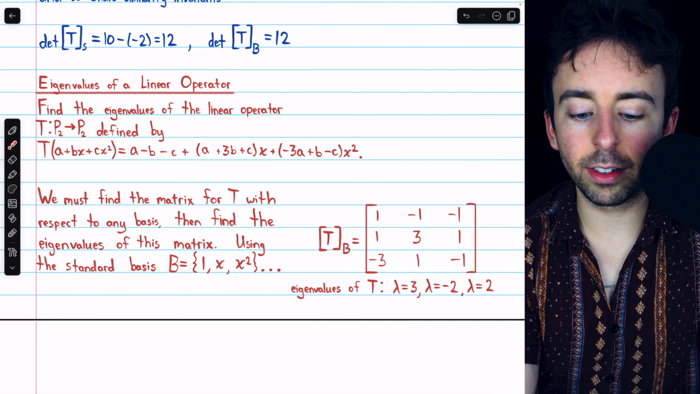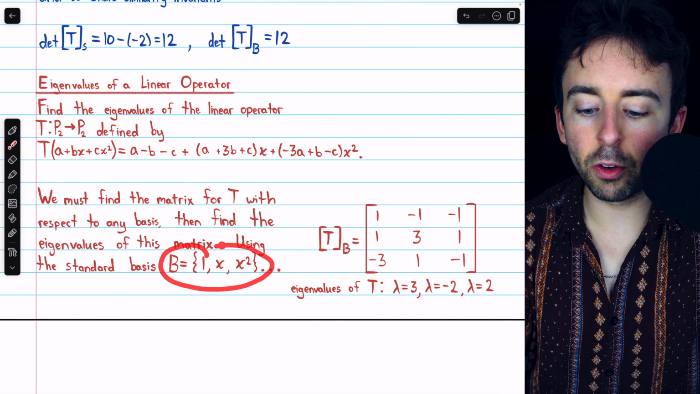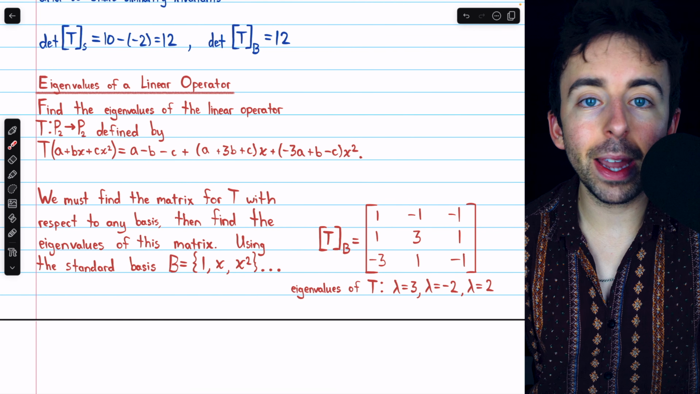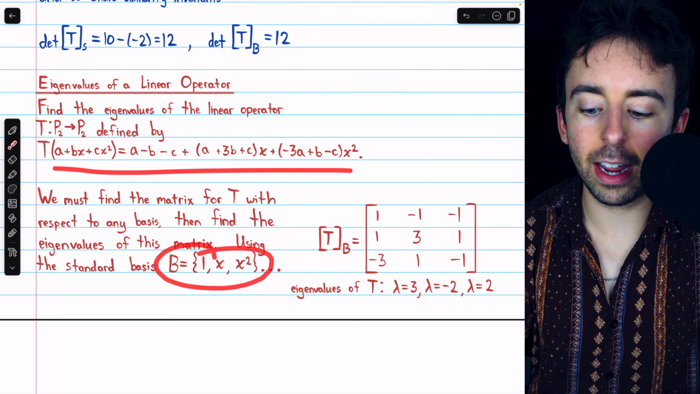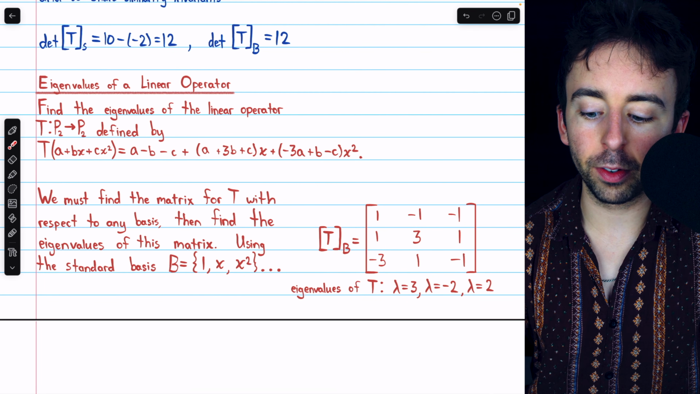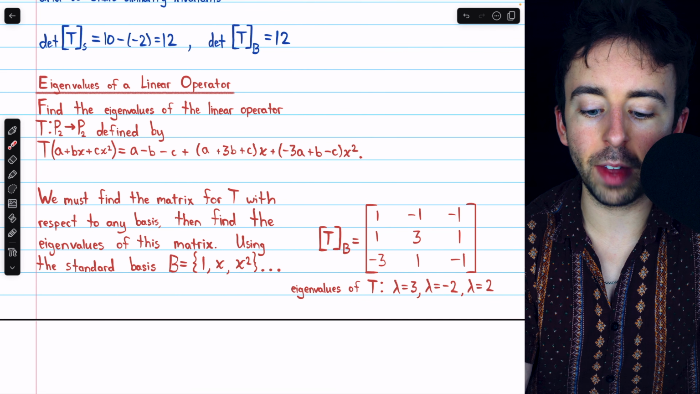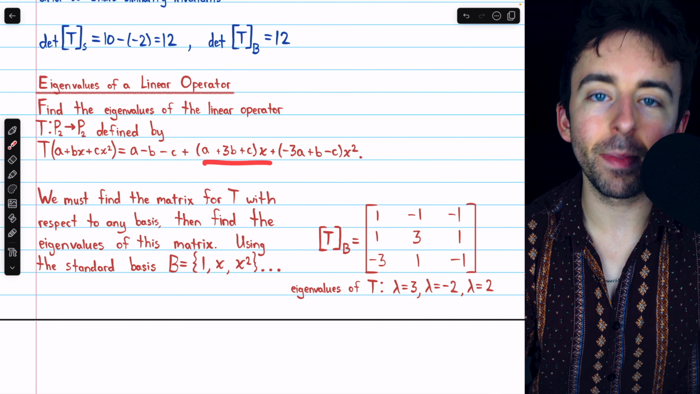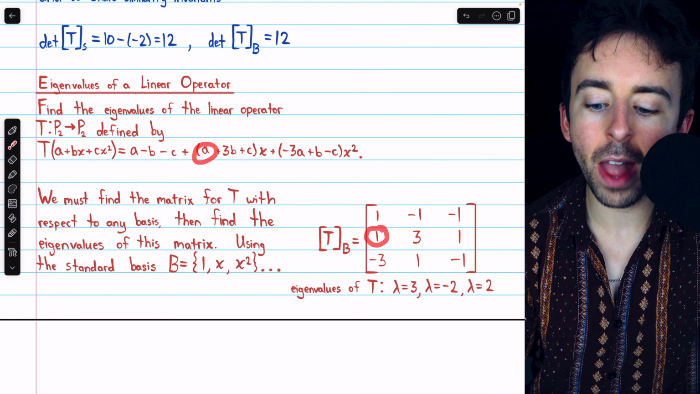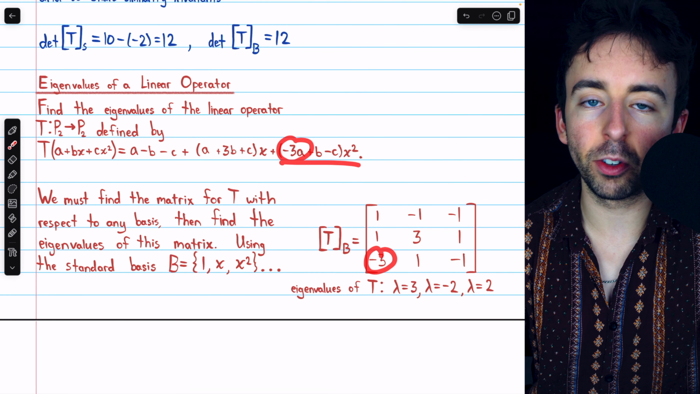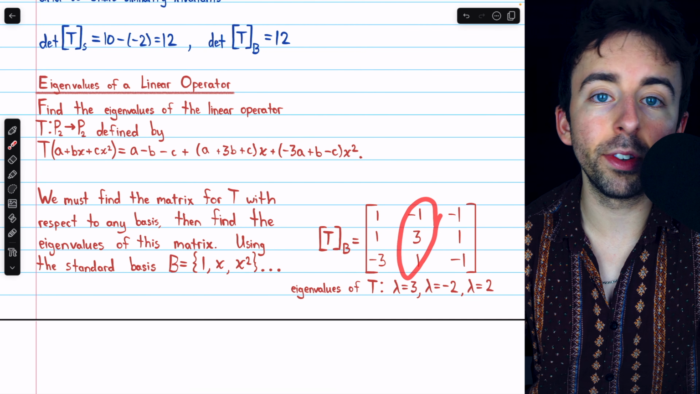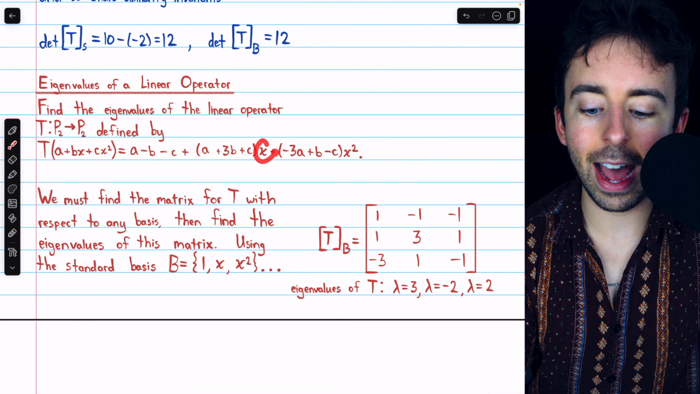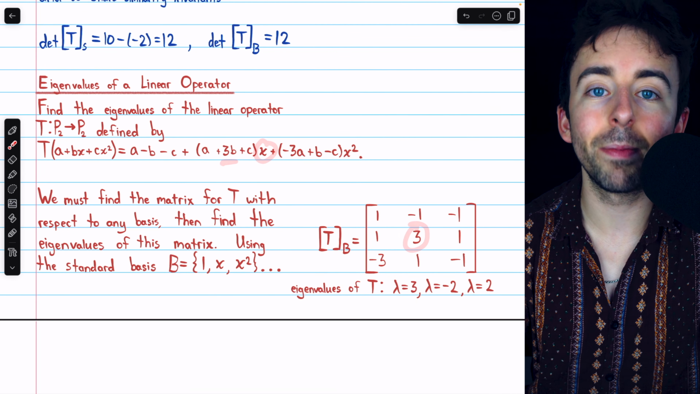So since this operator takes us from P2 to P2, we'll use the standard basis for that space, which consists of 1, x, and x squared. And the matrix for this linear operator with respect to the standard basis is seen here. In the first column, for example, we have the coefficients of A. This would be in the constant slot. A has a coefficient of 1. And then in the x slot, A has a coefficient of 1. And then in the x squared slot, A has a coefficient of negative 3. In the second column, we do the same thing for B. In the constant slot, B has a coefficient of negative 1. In the x slot, B has a coefficient of positive 3, and so on.